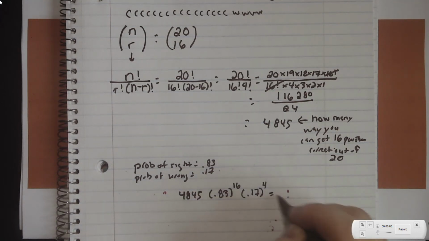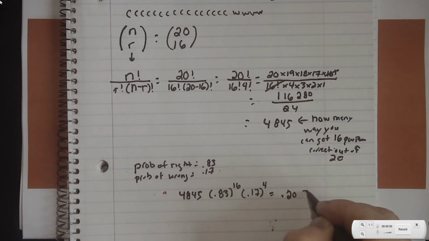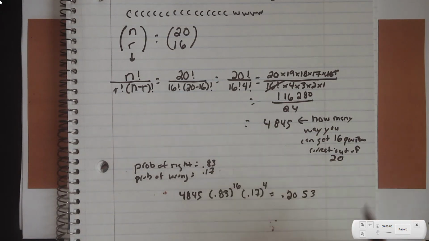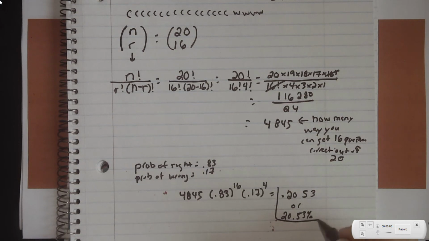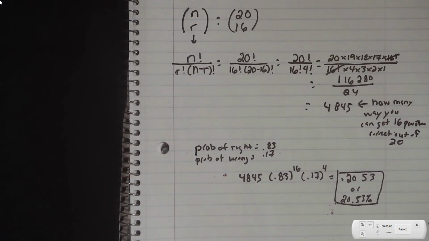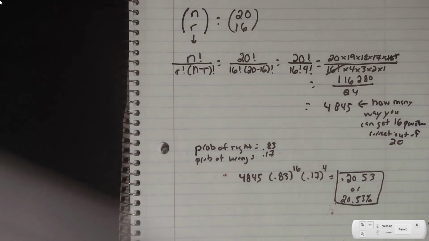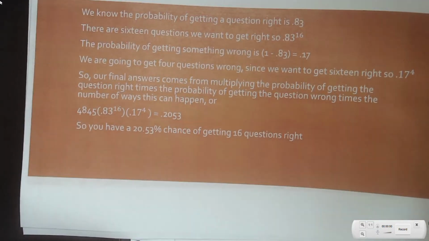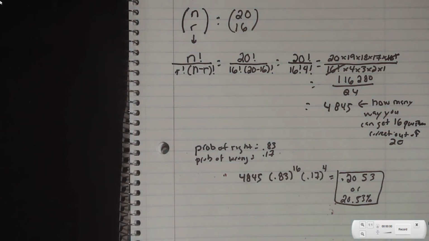That gives me 0.2053 or 20.53%. Okay, and that's the same thing that would be on my next page, and kind of the exact same explanation. So we end up with 20.53%. So there's a 20.53% chance of getting 16 questions correct out of a 20-question test.